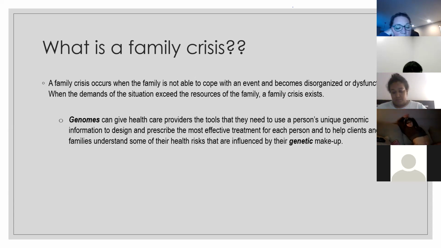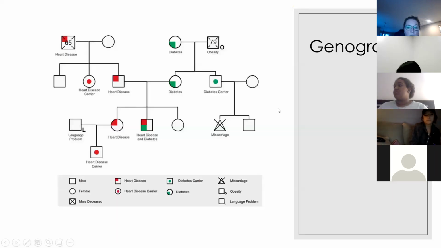Genograms, the way I want you to remember this is G for G. So genograms are going to be genetic makeup. What's happening with our genetic makeup? So what I have for you is a picture of a genogram.